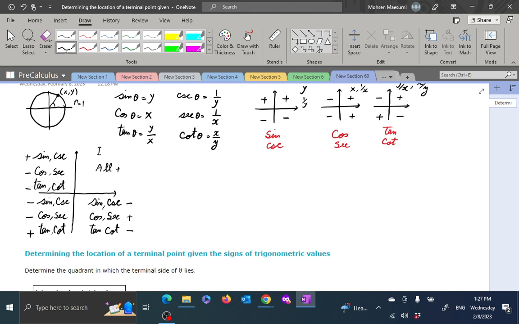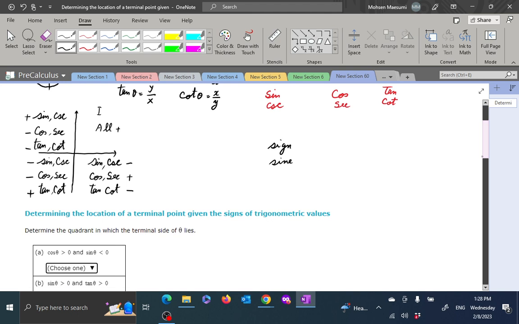So that's the summary of the signs of trig functions. Now we are going to turn the table around. We are going to give plus or minuses. I'm going to have a bit of a hard time distinguishing between these two words, sine and sign. So sometimes I say plus or minus just so that it's clear we are talking about this one, not the other one.